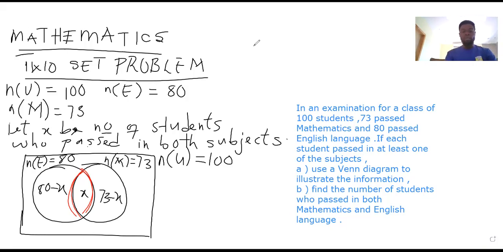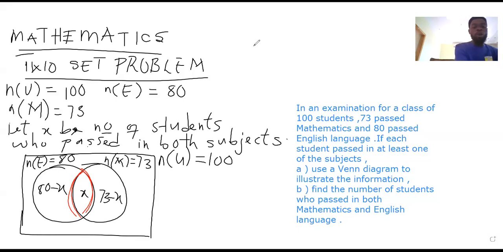Now, we don't have any students who did not pass in any of the subjects. The question says that each student passed at least one of the subjects, so none of the students failed in all the subjects, so there wouldn't be any region 4. That was the complement. Now, this is a universal set. The whole rectangle is representing the universal set.